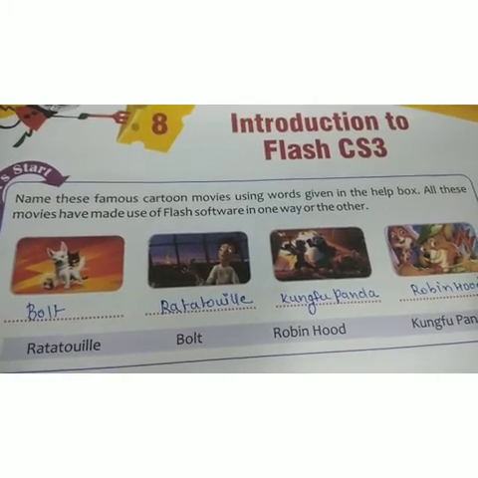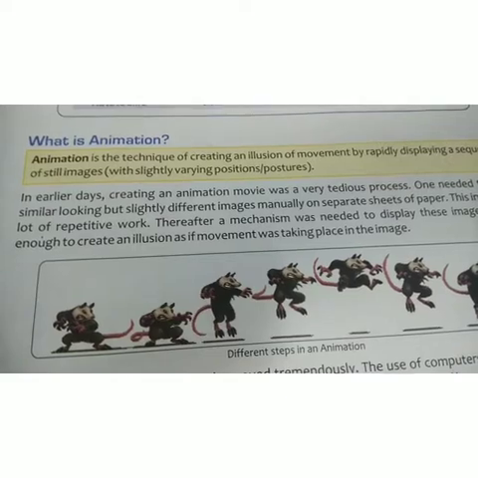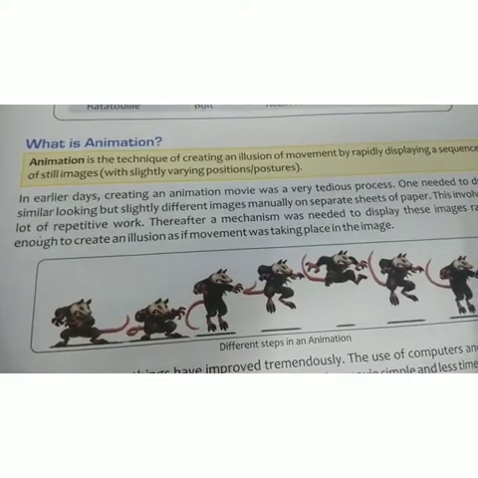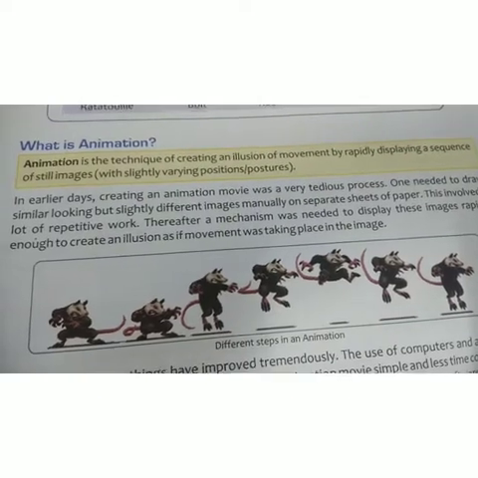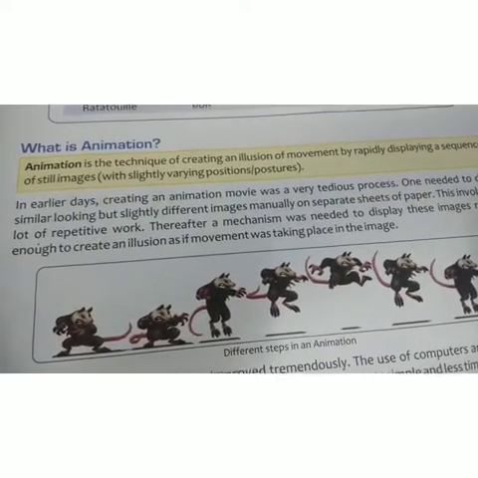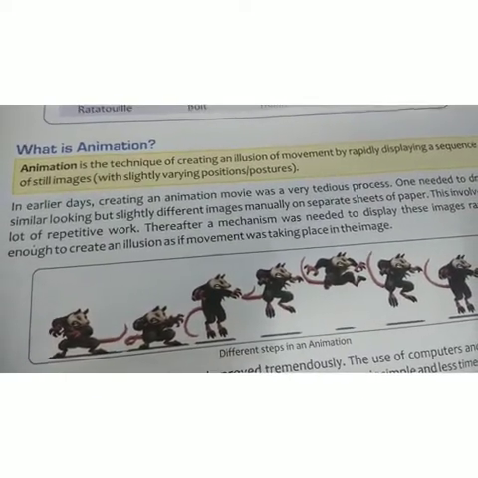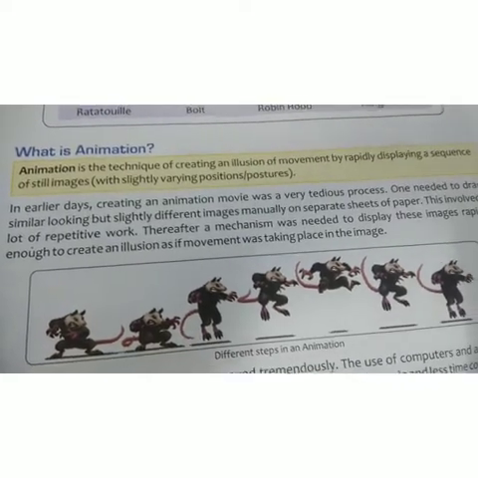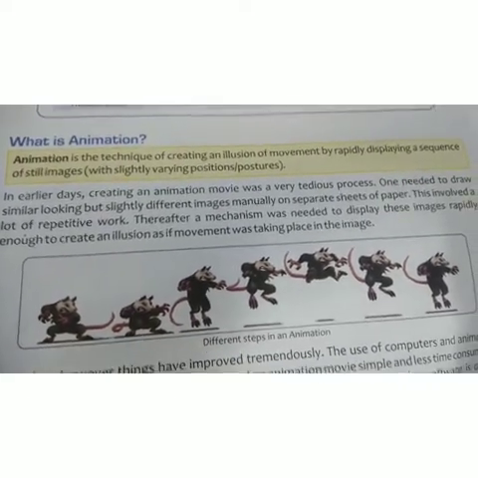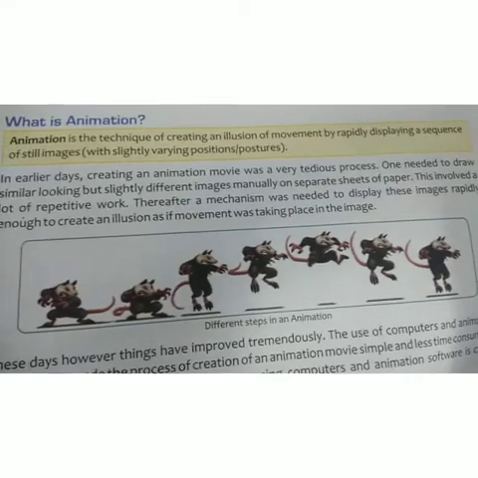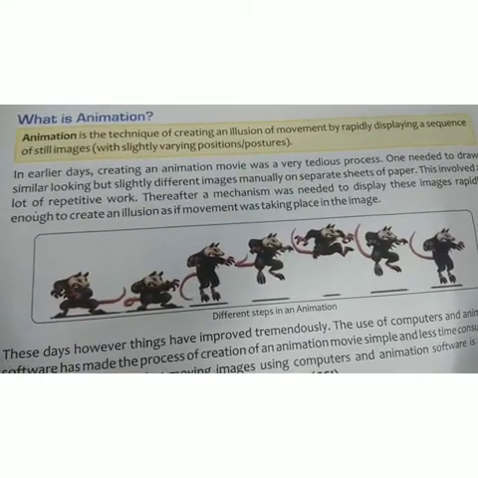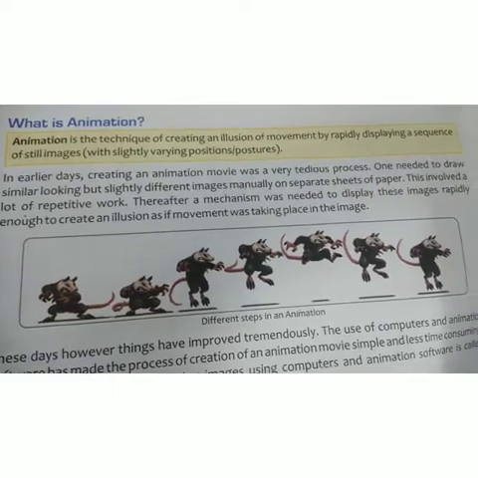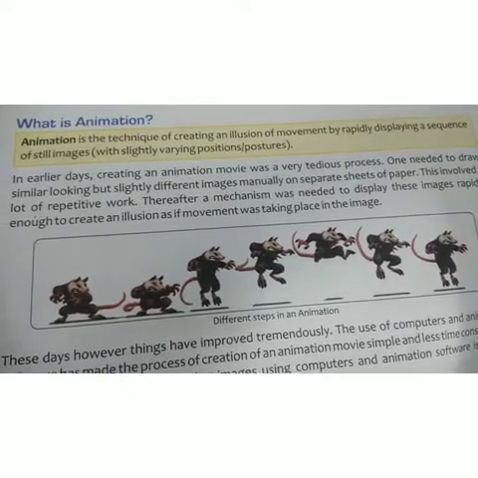Okay, students, now next. What is animation? Animation is the technique of creating an illusion of movement by rapidly displaying a sequence of still images with slightly varying position and postures. In earlier days, creating an animation movie was a very tedious process. One needed to draw similar looking but slightly different images manually on separate sheets of paper. This involved a lot of repetitive work.